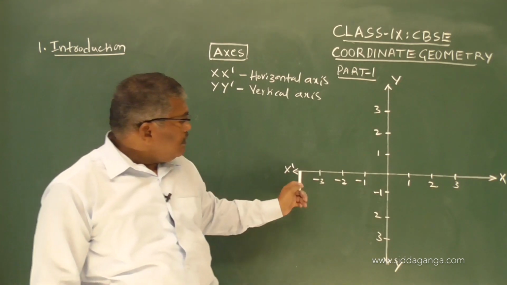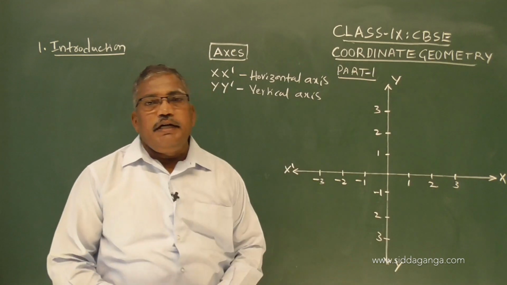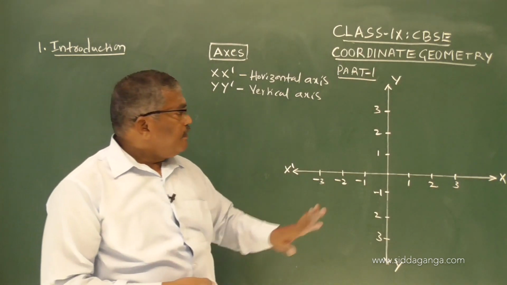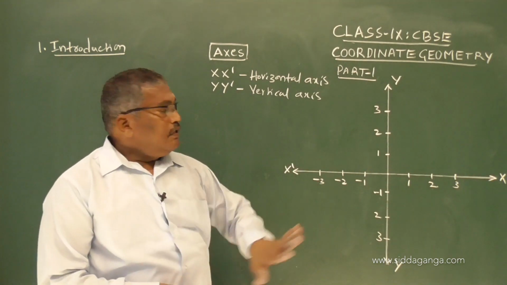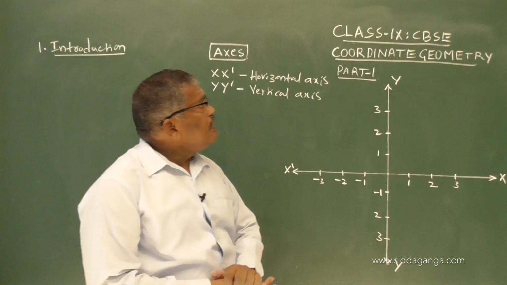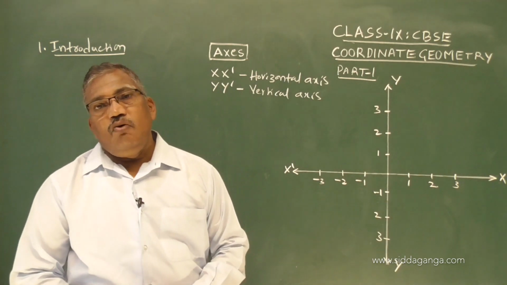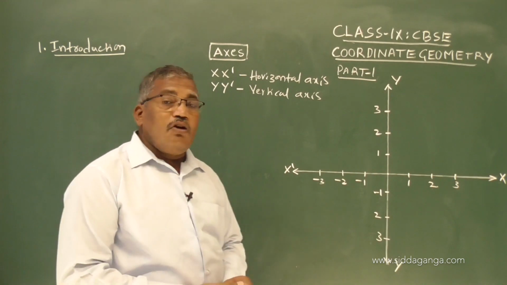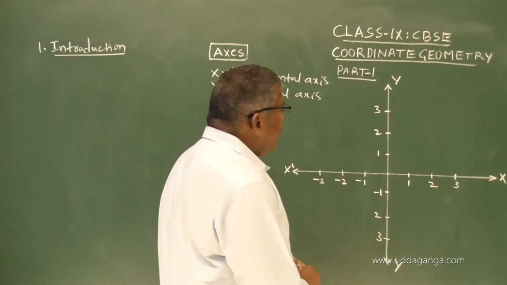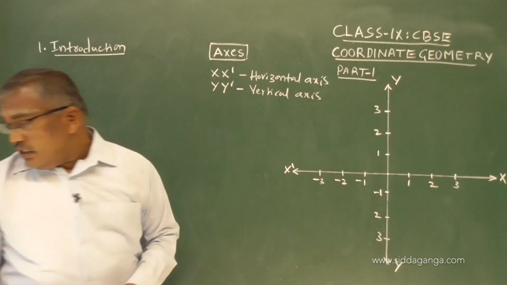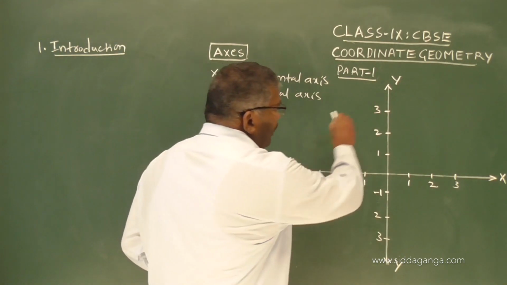So these x dash horizontal line and y dash vertical line in a plane, for the location of any point, this is the system. The system is known as the coordinate system. It is also known as the Cartesian coordinate system. Suppose I have any point on this plane.